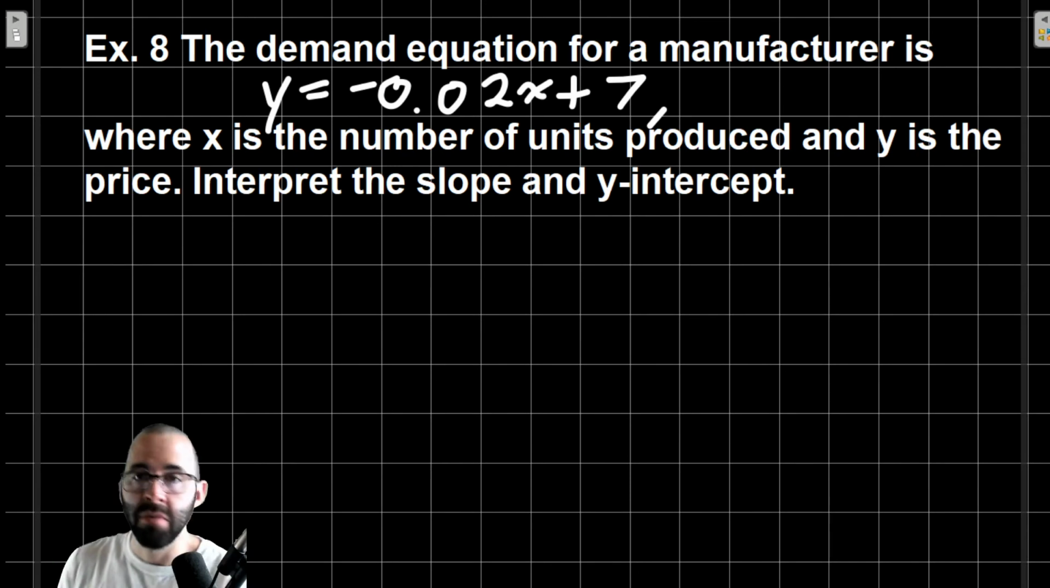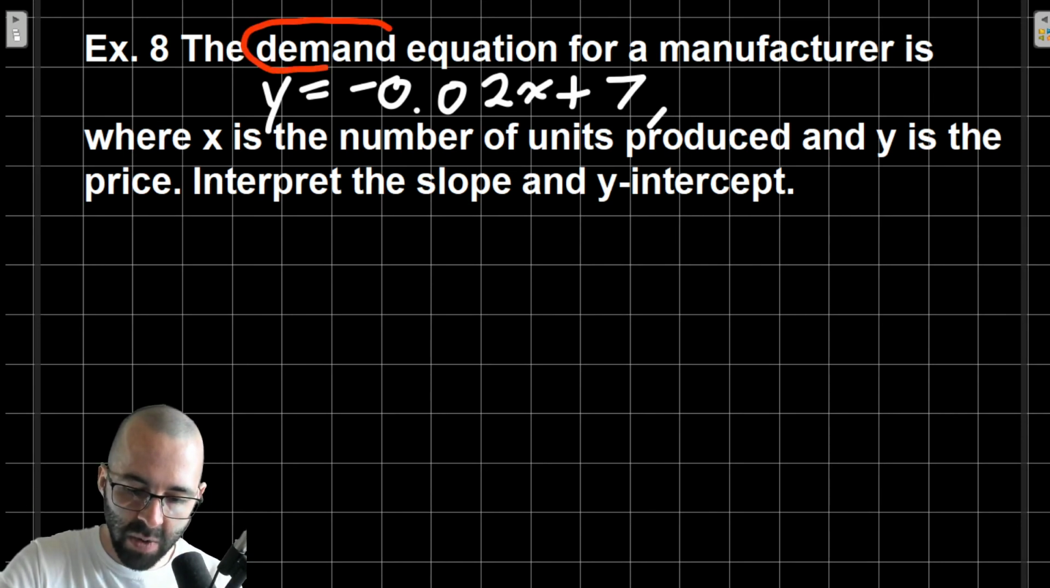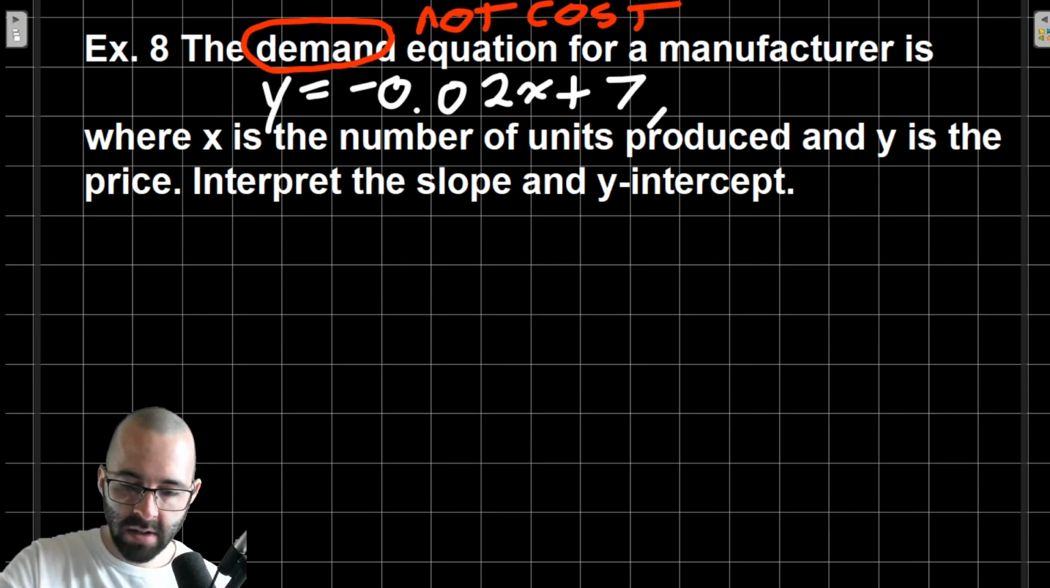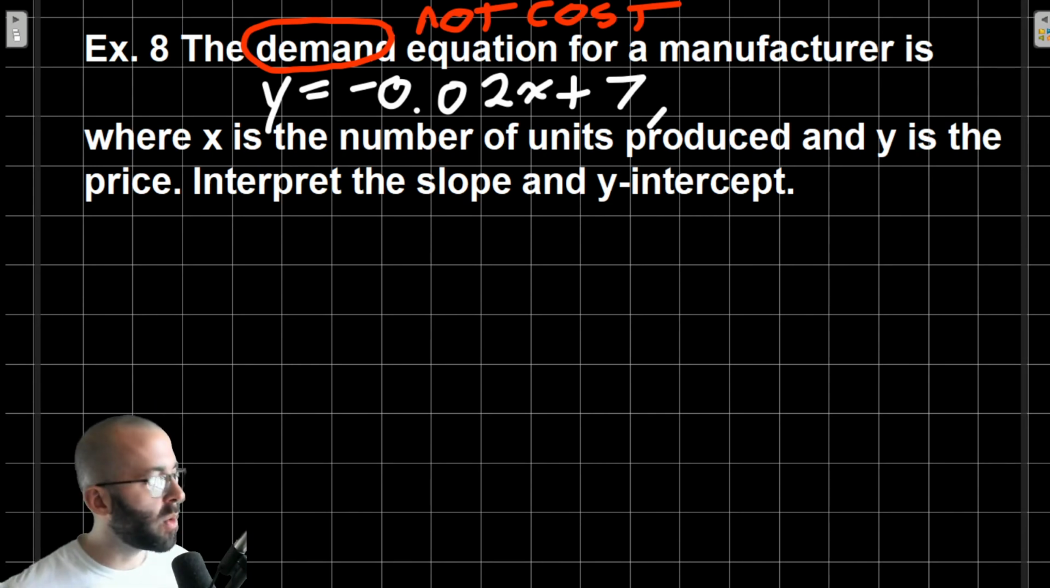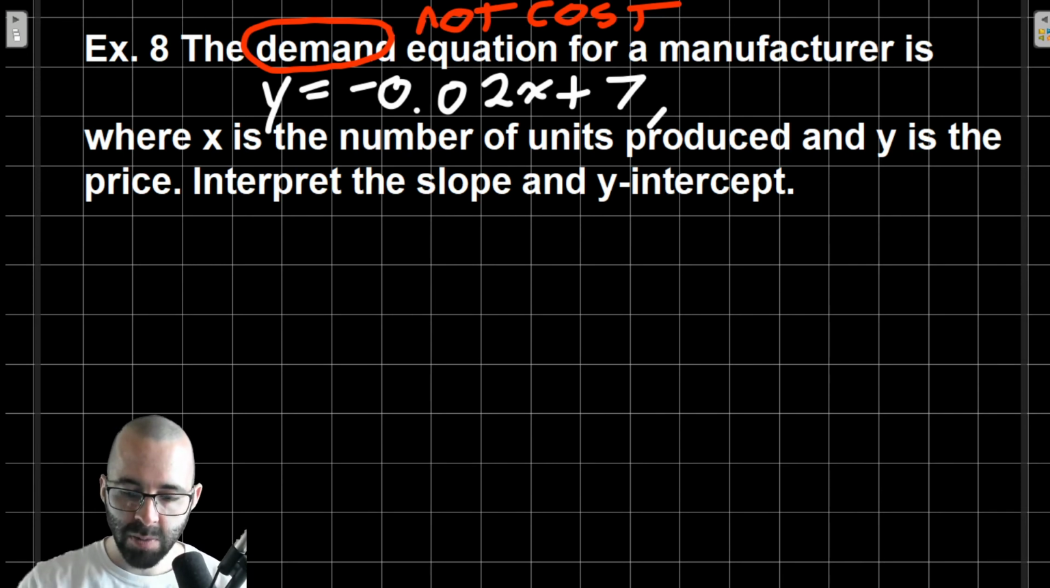Again, there's no marginal cost here. Marginal cost has no meaning unless you're actually talking about a cost function. This is the demand equation, not cost. So let's look at what a demand equation means. Again, we're going to be dealing with demand equations all semester long, so let's start with it now. x is the number of units produced. So if we produce this many units, then we can sell at cost y.